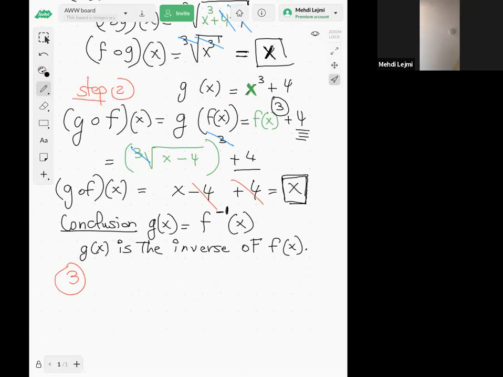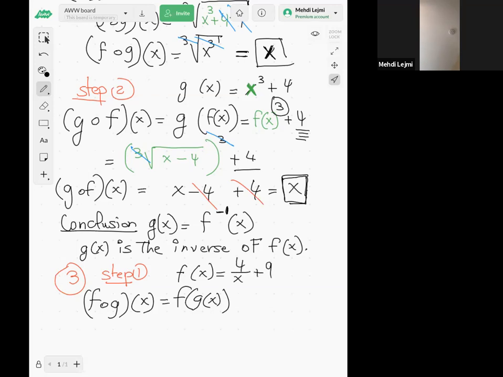As usual, step 1: it's f composed with g again. It's f of g of x. f of x, we said, I think it's 4 over x plus 9.